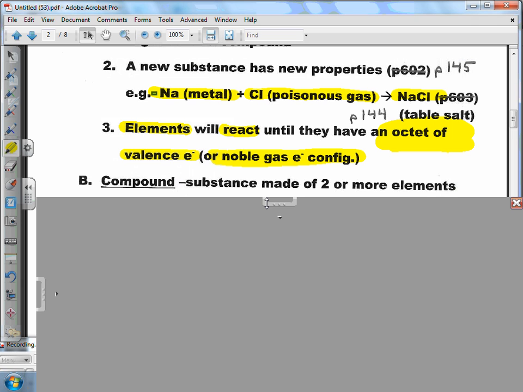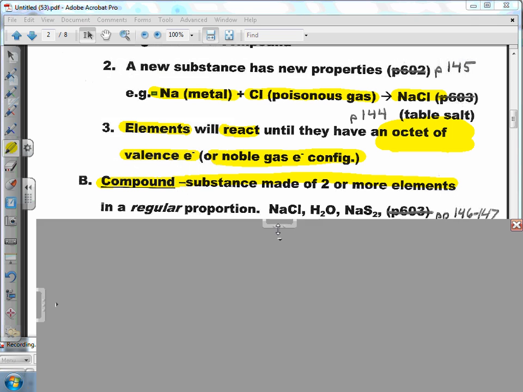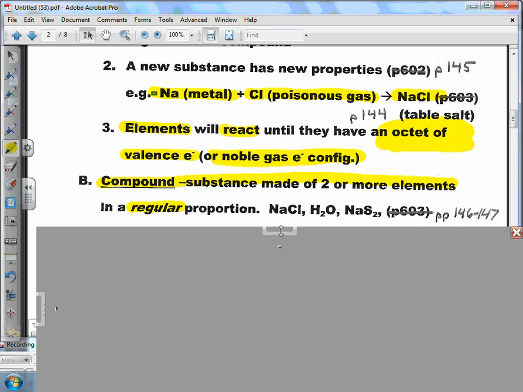But for now, a compound is a substance made of two or more elements in a regular proportion. What that means by regular is I have the same proportion, like if I find water here or find water on a different planet. But what if I find water outside on the parking lot? It's going to have the same proportion. It's always going to be H2O. Or if I have sodium chloride, it's always going to be in this proportion, NaCl. Doesn't matter where I find it. And that's the definition of a compound. If I have a different proportion, then it's a different compound. Okay. So, you could look on page 146 and 147, and they'll talk about some different compounds.